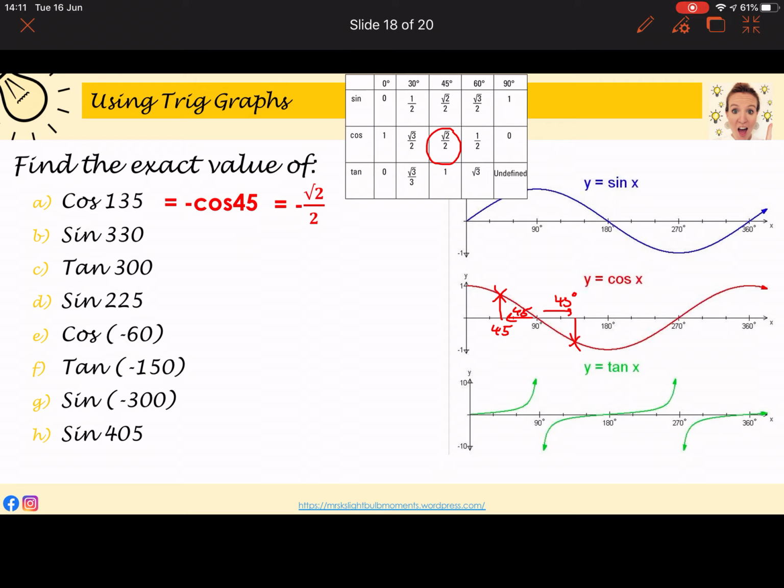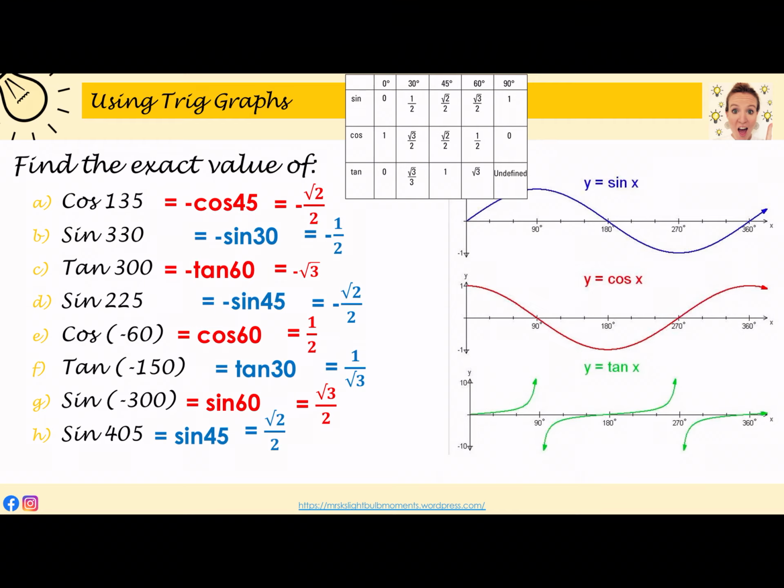Okay, just do one more. And your answers are coming up. So I tried to give you the acute equivalents and then from the table what you would get. Hope that makes sense there.